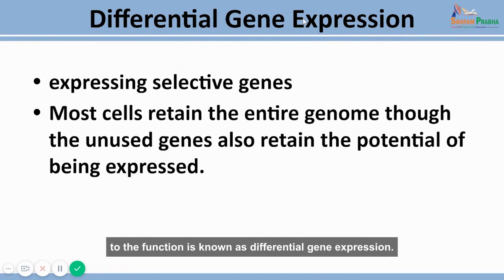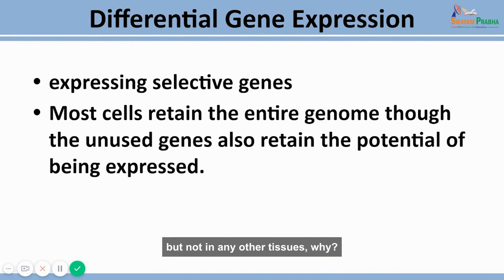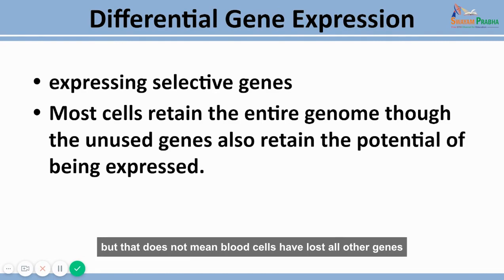This is the reason why beta globin gene is selectively expressed in developing red blood cells, but not in any other tissues. Why? Because beta globin gene is transcribed only in the blood cells. But that does not mean blood cells have lost all other genes, or that beta globin gene is now present only in blood cells or deleted from any other differentiated cells of the body. It only means that it remains unused in other cells. Why? Because it is only blood cells which have to form hemoglobin using this beta globin gene.